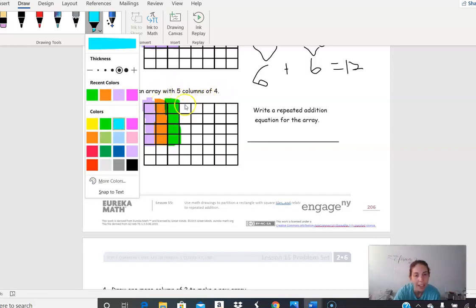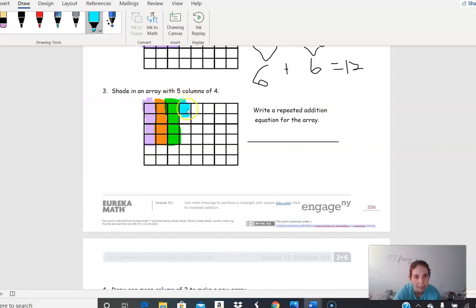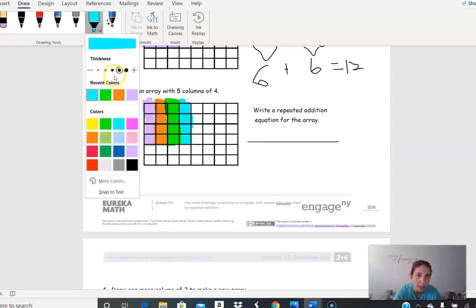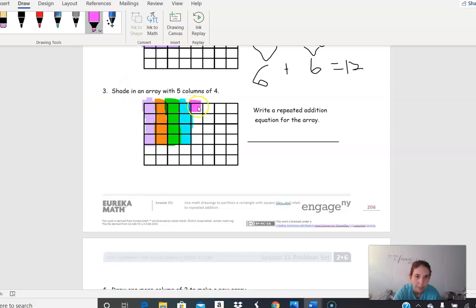So we need 5 columns. We have 1 column, 2 columns, 3 columns. Here's your 4th column. 4 columns of 4, and we're not done yet. We need 1 more column. 5 columns of 4. 1, 2, 3, 4.